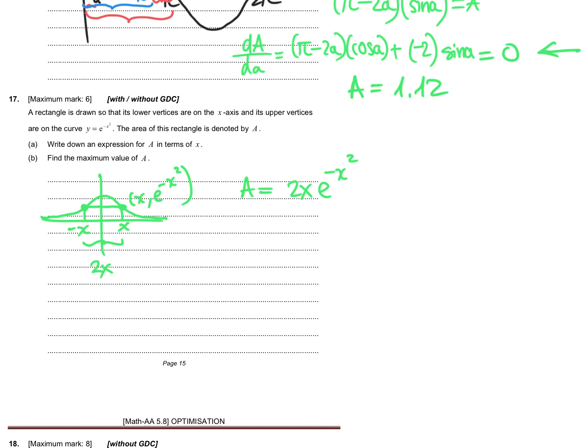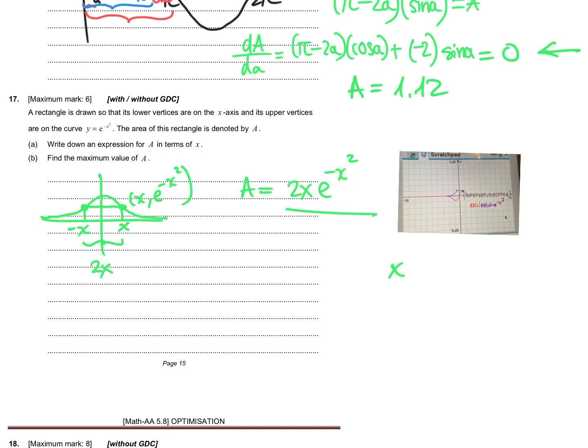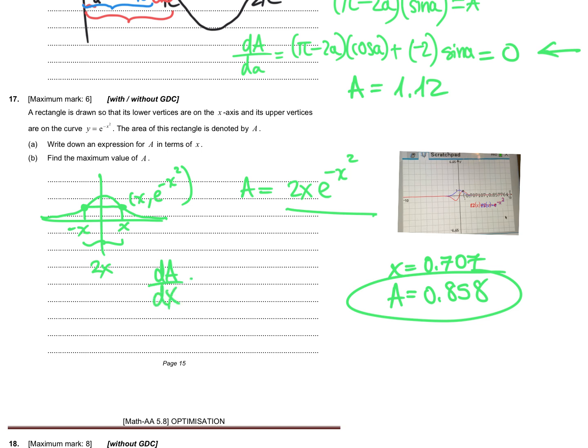Just find the maximum of that in the graph. Okay, so we get the point at x equals 0.707. The maximum area is going to be 0.858. All right. The other way we can do this is by finding the derivative.